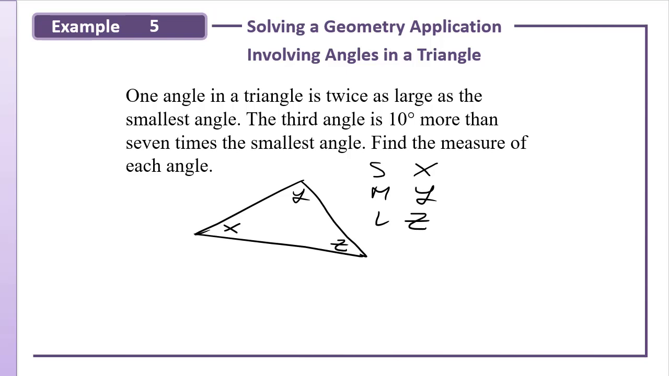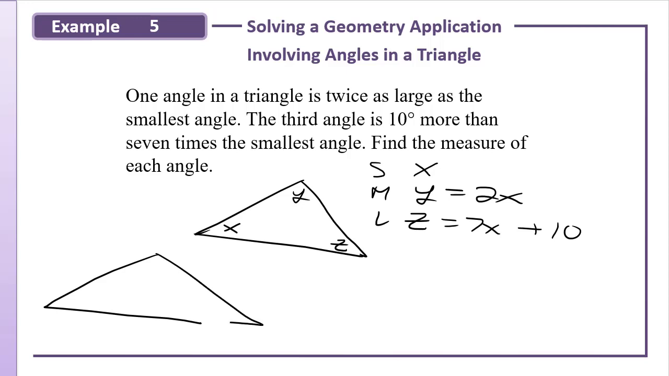One angle is twice as large as the smallest angle. So if this is my smallest, I'm going to let this be 2x, twice as large. The third angle is 10 degrees more than, right, so plus 10, 10 degrees more than 7 times the smallest angle. So that's 7x. So now we've written everything in terms of x's, and we can think of our triangle as being x, y up here is just 2x, and then z down here is 7x plus 10.